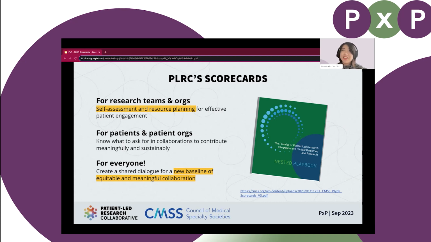The scorecard is part of a playbook. The playbook just describes more of the case studies and how to use the scorecard. And it's called The Promise of Patient-Led Research Integration into Clinical Registries and Research. It's pretty long, so we just call it a scorecard.